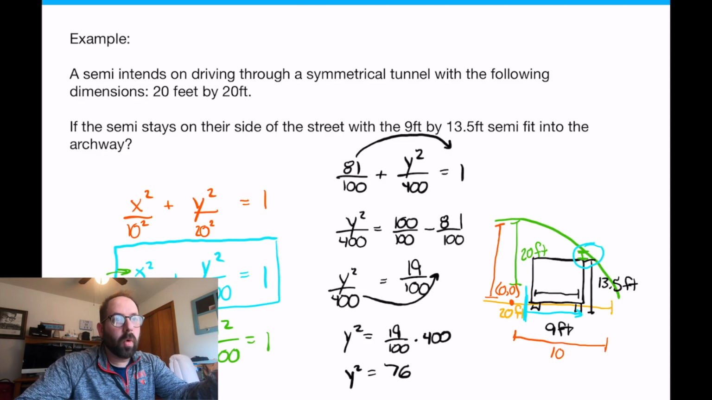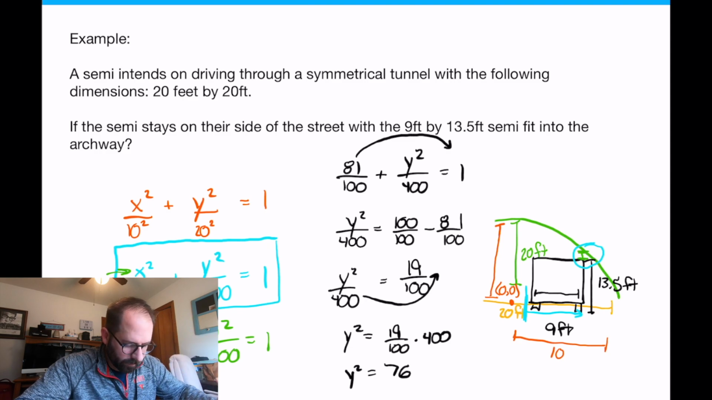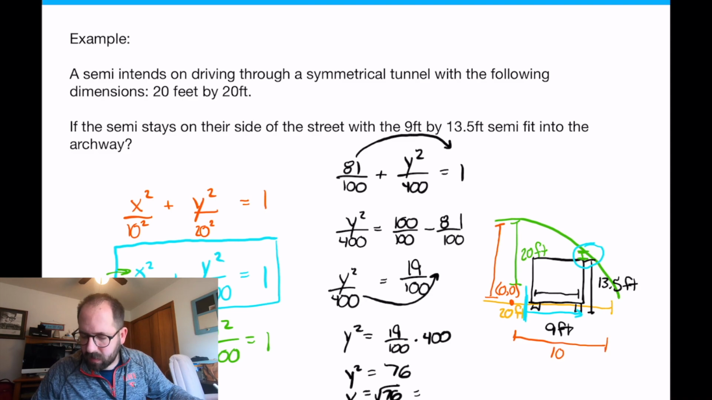Okay, so now, what do I need to do next? What can you guys tell me? Find the square root. Square root, good. We do the square root of 76. So the square root of 76 is 8.71. Now, what does this number mean?